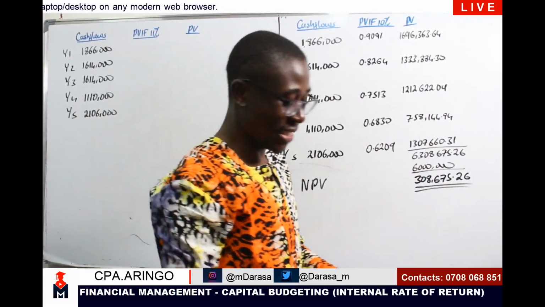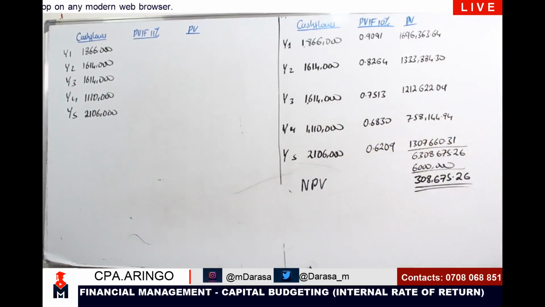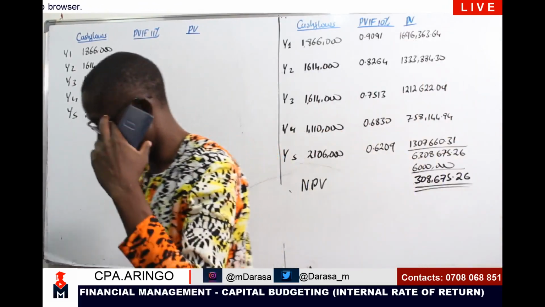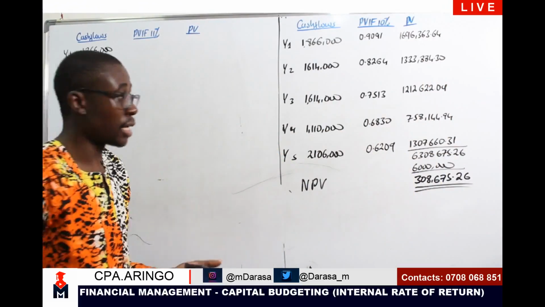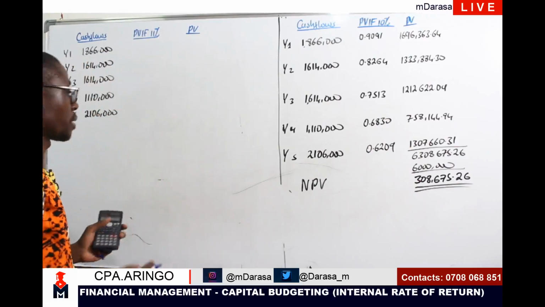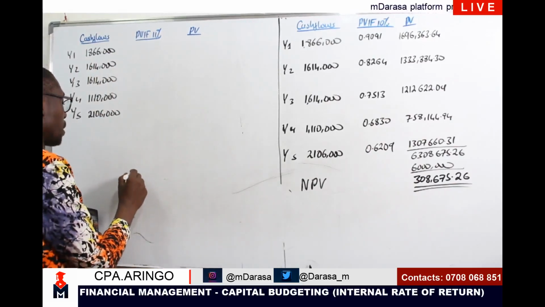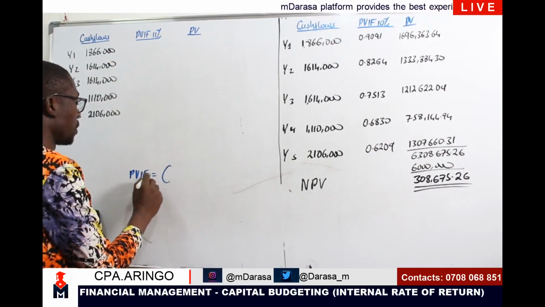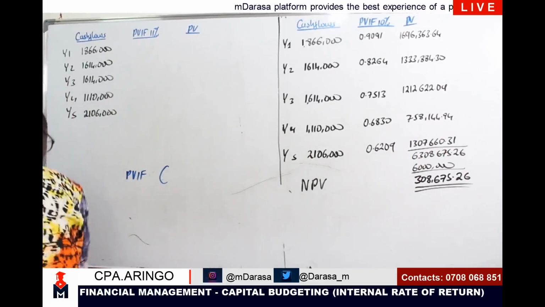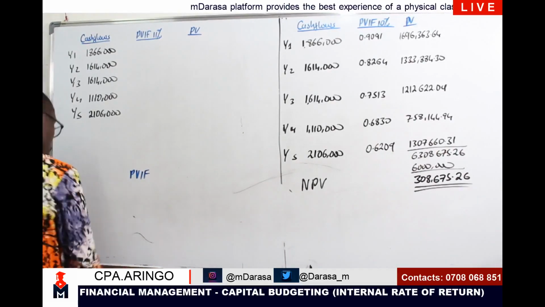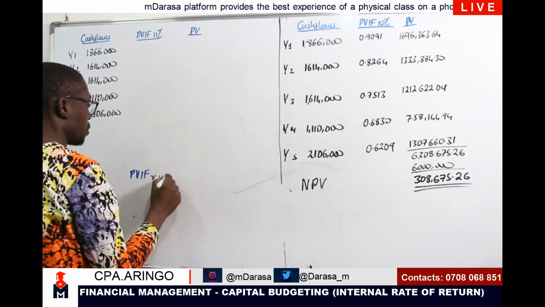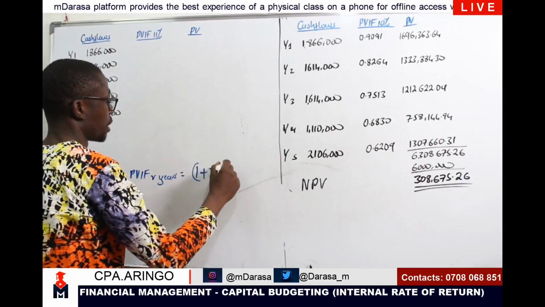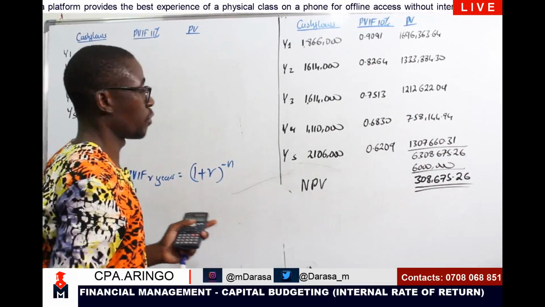So the big question will be, do you still recall how to determine our present value interest factor? Recall that we said at any given point you are to determine your present value interest factor. Your present value interest factor will always be given the rate and the years, the aspect of 1 plus r raised to the power negative n, n standing for the number of periods.